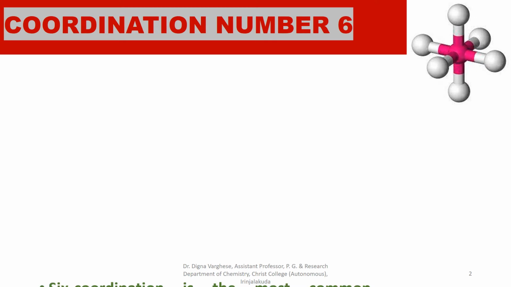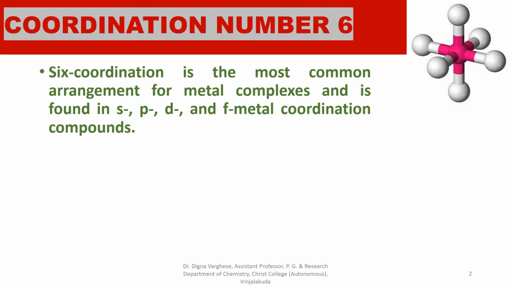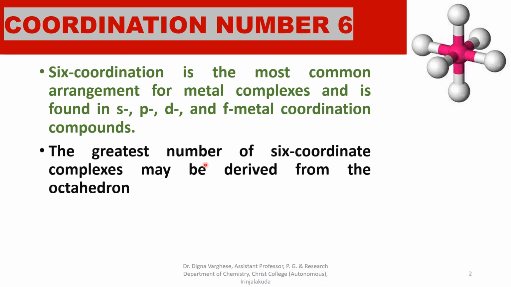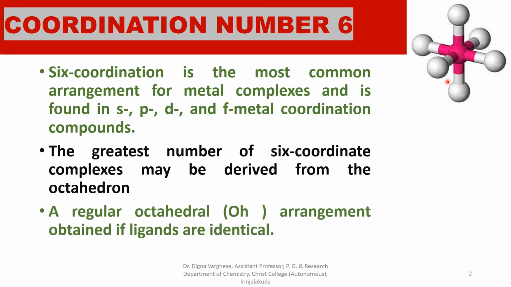Coordination number 6. Six coordination is the most common arrangement for metal complexes and is found in s, p, d, and f metal coordination compounds. The greatest number of 6-coordinate complexes may be derived from the octahedron that you can see in this picture. A regular octahedral arrangement is obtained if the ligands are identical, and its symmetry is Oh symmetry.